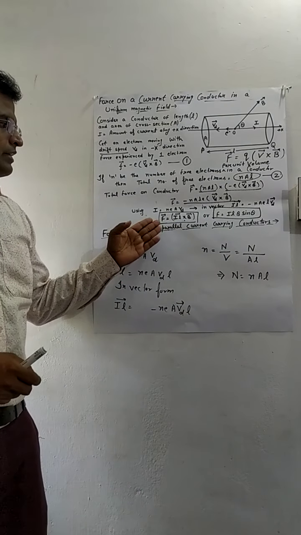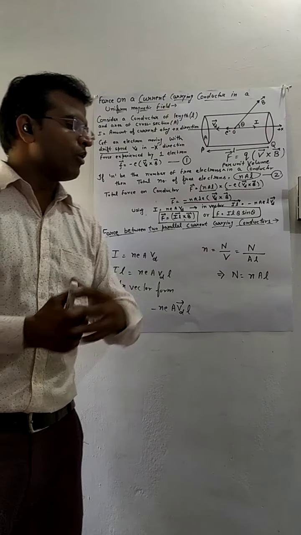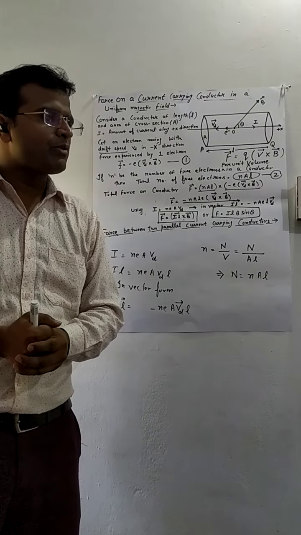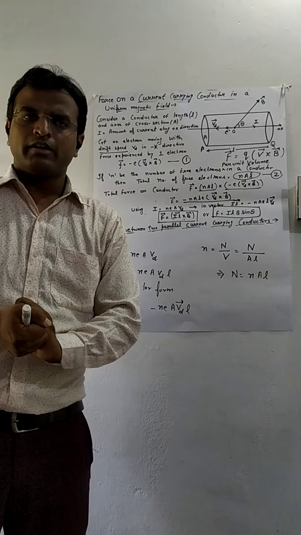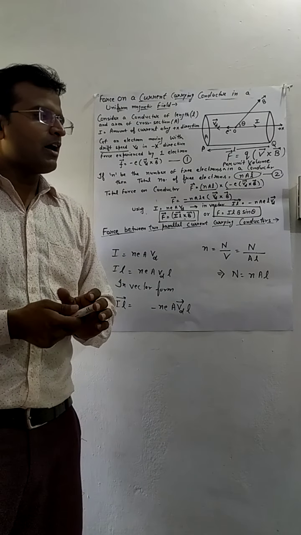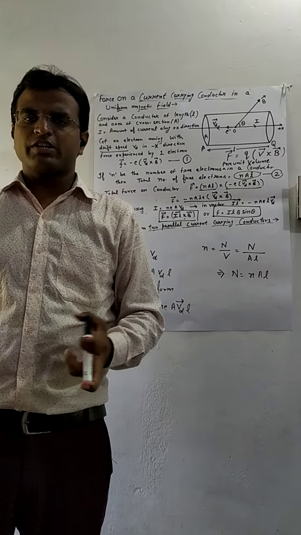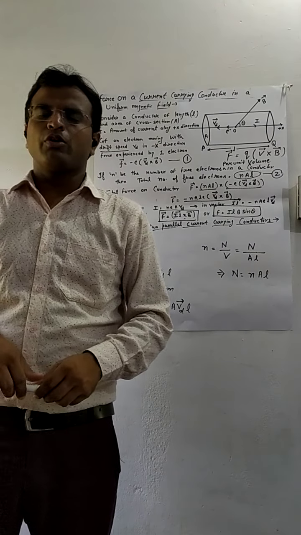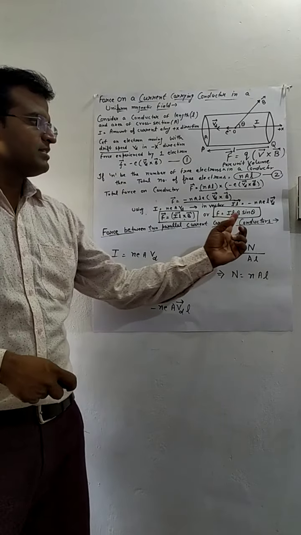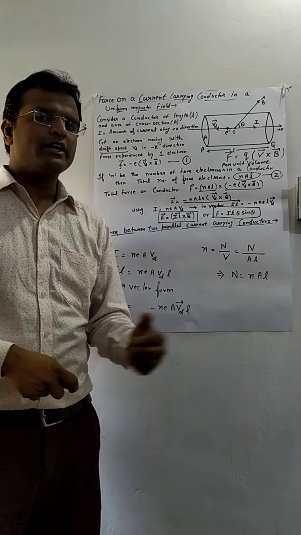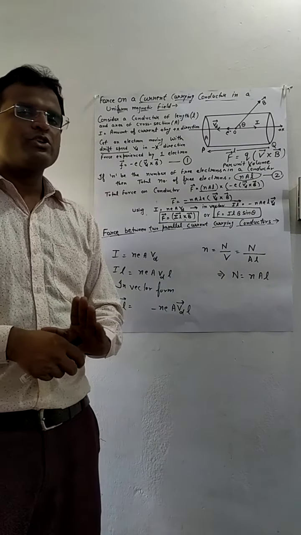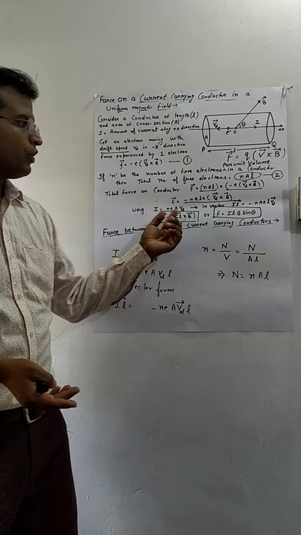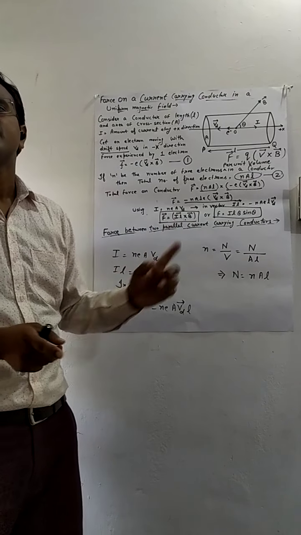Now there are special cases. What happens when the direction of magnetic field and direction of current are both in the same direction? It means if the current flows in the same direction as the magnetic field, or if the current flows in the opposite direction to the magnetic field, then theta equals 0 or theta equals 180 degrees. Sin 0 and sin 180 are both equal to 0. So no force acts in this case.